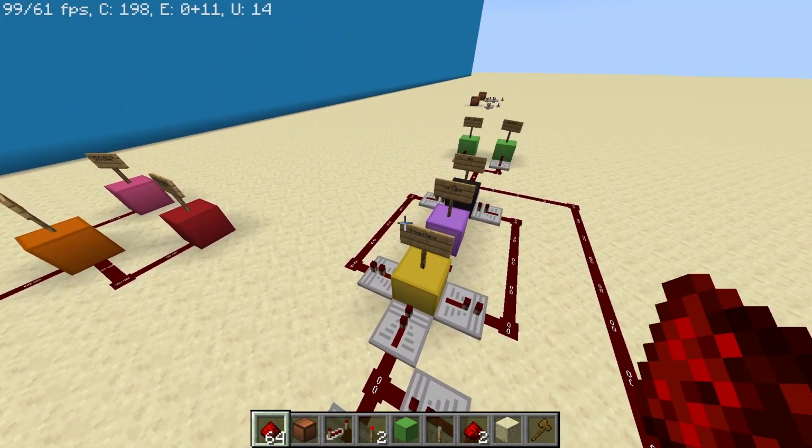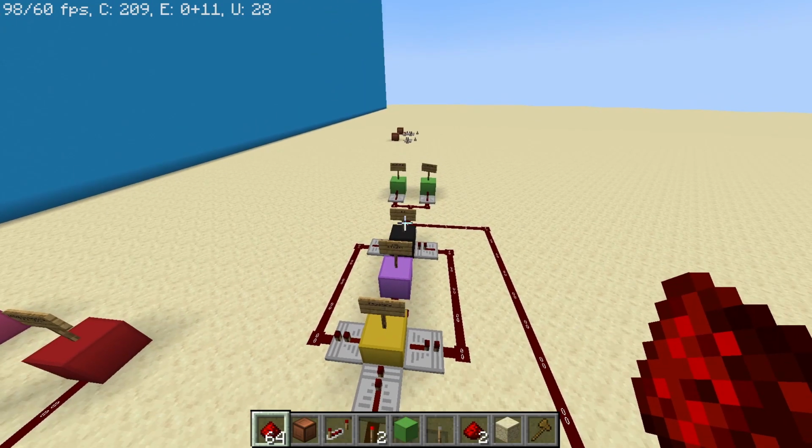For example, if you want to do 1 plus 1 plus 1, well, the ALU can only do two things at a time.